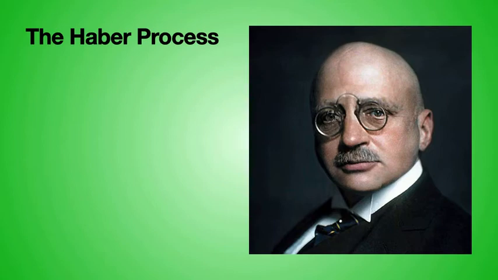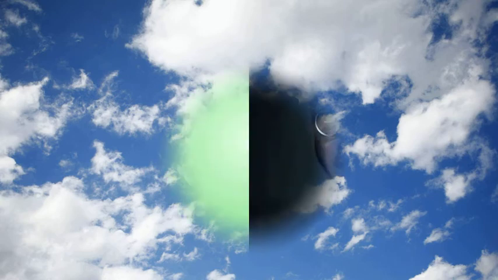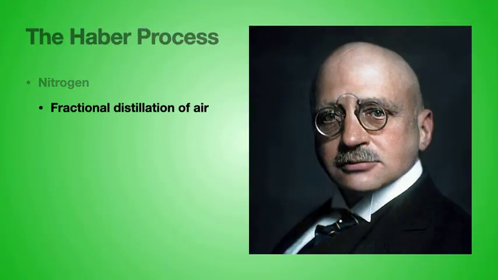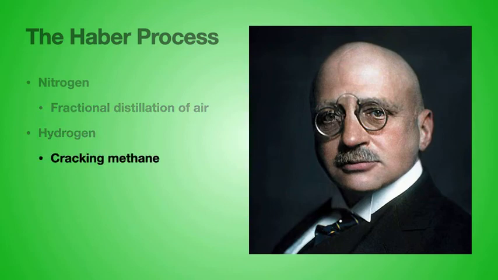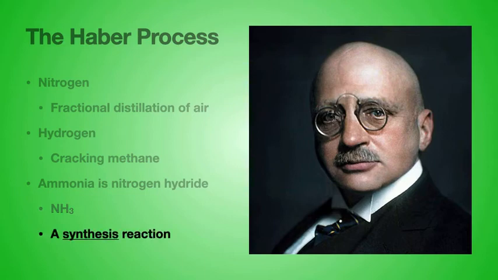And it's really, in some ways, very, very simple. Ammonia is nitrogen hydride. So we take nitrogen. Where can we get nitrogen? We get it from the air, by a process called fractional distillation. The other thing we're going to need then is hydrogen. We get this by cracking methane, usually. There are other ways, but this has been the most common way up to now. So, ammonia is nitrogen hydride, NH3. All we've done is put together the elements that are in ammonia. We call this a synthesis reaction.